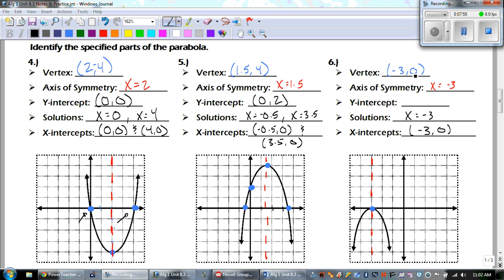Okay, so our vertex was at negative 3, 0. Our axis of symmetry is x equals negative 3. What'd you put for y-intercept? Do you see a point where it crosses the y-axis? I don't. So what I would write is can't be seen. Okay. And then my solution is x equals negative 3, and our intercept is negative 3, 0. Okay. That's an example of one solution.